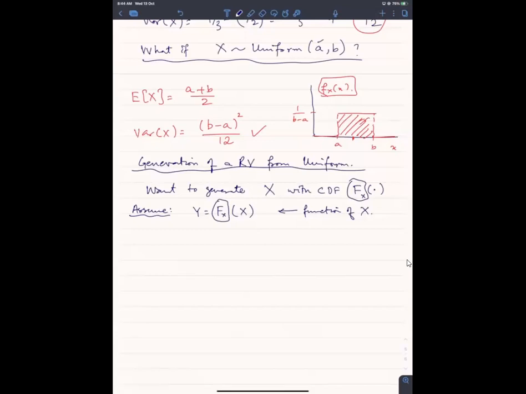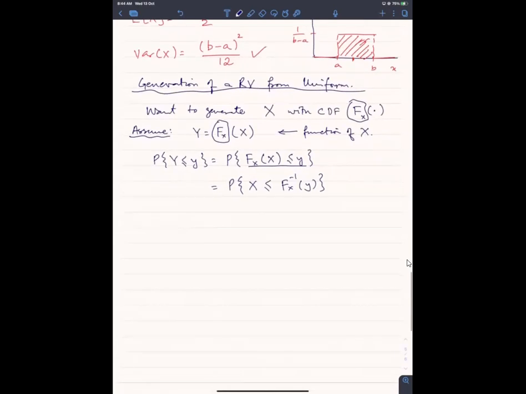ठीक है. Then probability y is less than equal to small y would be equal to the probability that Fx of x is less than equal to y, which is equal to the probability that x is less than equal to Fx inverse of y. ठीक है. कुछ भी नहीं किया, अंदर वाली एक्सप्रेशन के अंदर दोनों साइडों पे Fx इनवर्स ले लिया. इनवर्स फंक्शन दिया है तो इसका इनवर्स फंक्शन लेंगे तो बस x आ जाएगा, इसका इनवर्स फंक्शन लेंगे तो Fx inverse of y आ जाएगा.